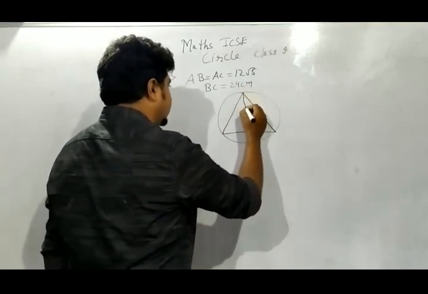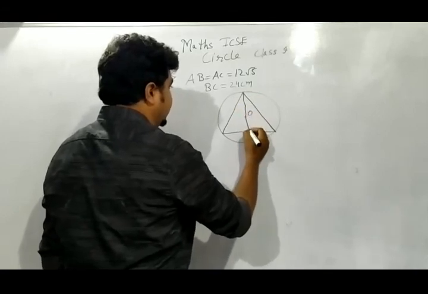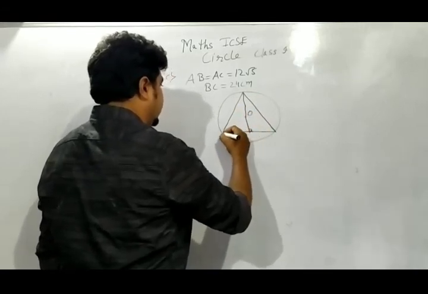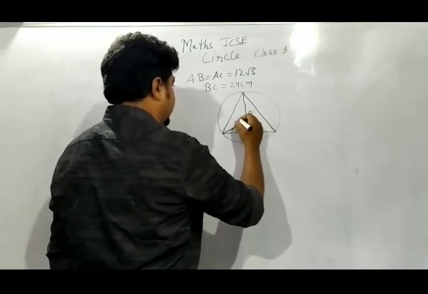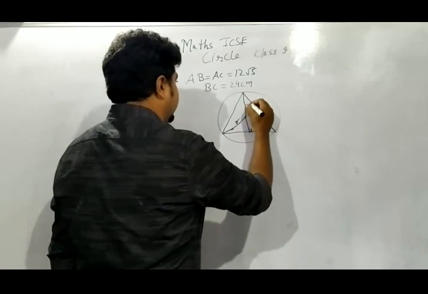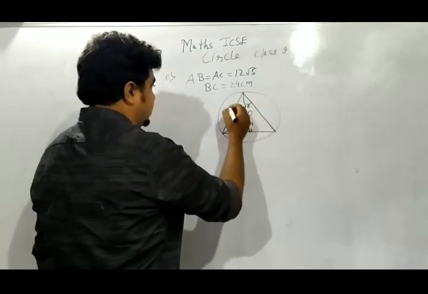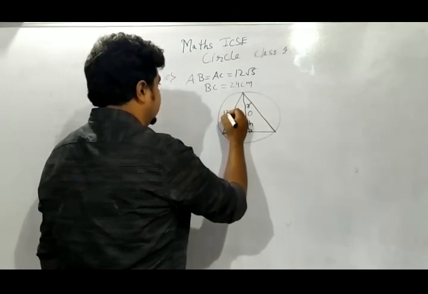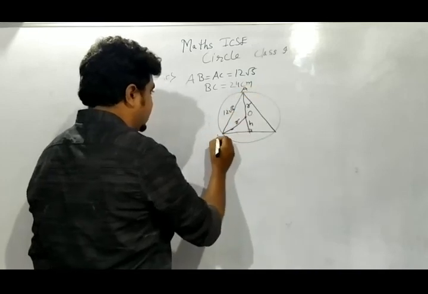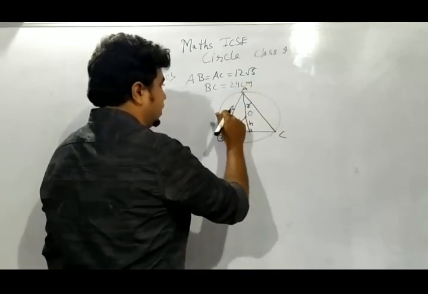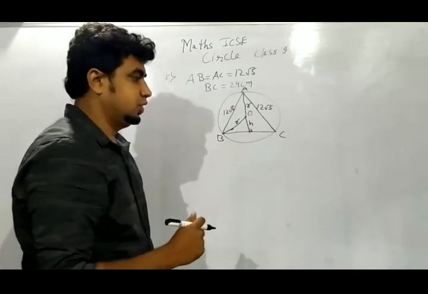I will be drawing a line which is perpendicular. I am joining this point. This I can take as radius. This will also be radius. This distance I am taking as h. This is 12 root 5, because I will be naming these as A, B and C. So this is 12 root 5 and this is also 12 root 5.